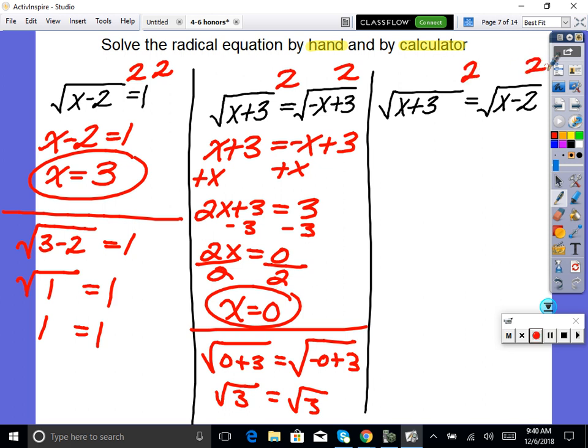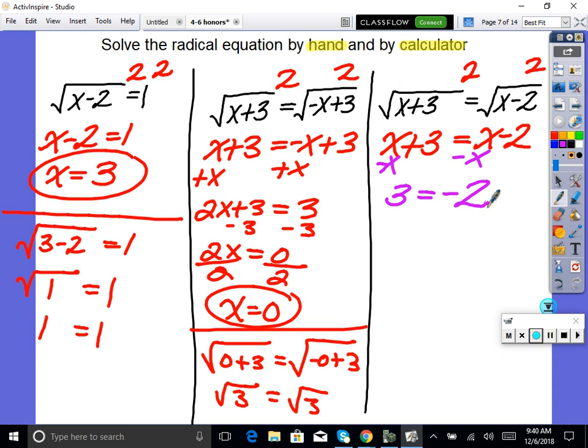So we'd square both sides, or maybe it just doesn't work. Let's see. So we have x plus 3 equals x minus 2. So then combining our x's, subtract x. You've got no x's. So 3 equals negative 2. Is that a true statement? No. So my answer is no solution.